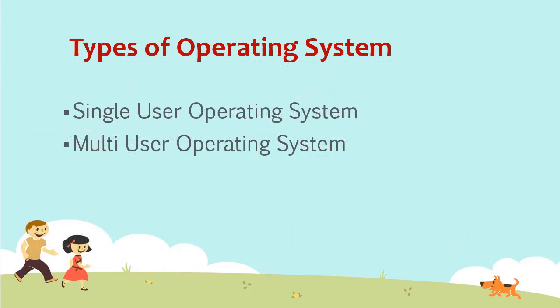Next we will see the types of operating system. There are two types of operating system. One is the single user operating system and the other is the multiple user or multi-user operating system. Don't forget, single user operating system and multi-user operating system. From the name itself you can identify what a single user operating system and a multi-user operating system are.